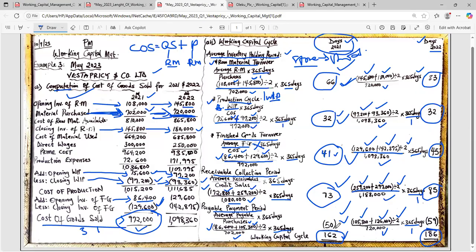While anyone that is negative, we need to find a way to increase it. So if, I repeat, anyone that is positive, 66, 32, 41, 73, they are all positive. Find a way to reduce it.